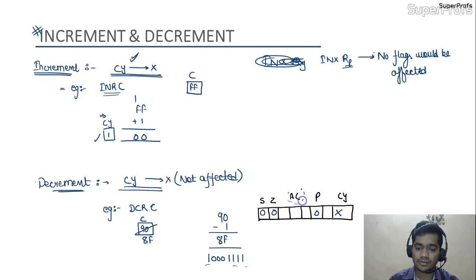And how are we going to calculate the auxiliary carry? In decrement, the rules of subtraction are followed. So we can compare the content of the operand and the result. As the content of the result is greater than the content of the operand, that's why this would be 0. And the rest would again be 0, like this. So this would be the content of the flag register. Okay, so this is the increment and decrement process.